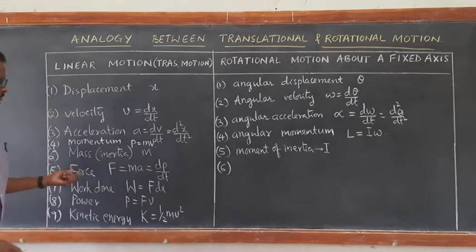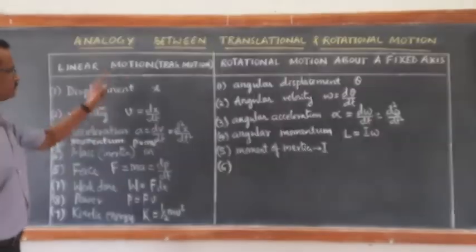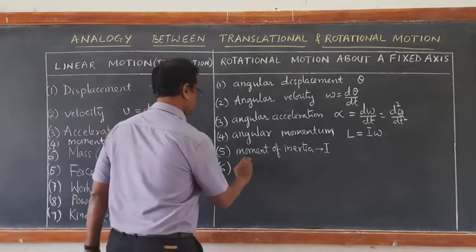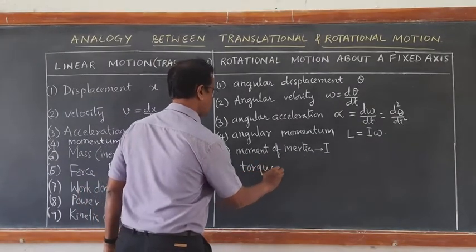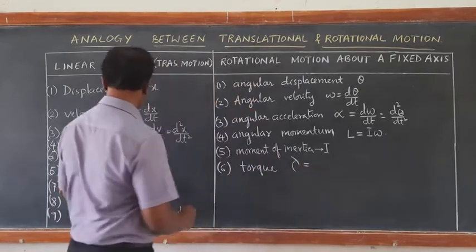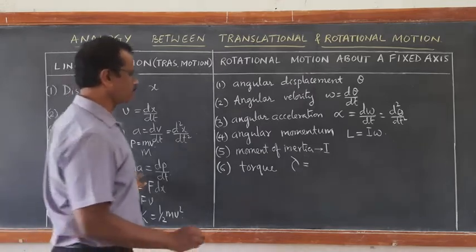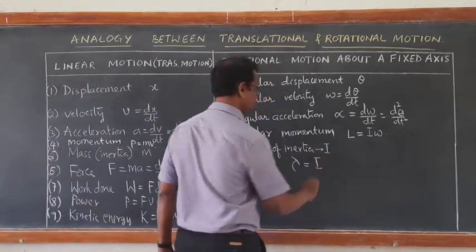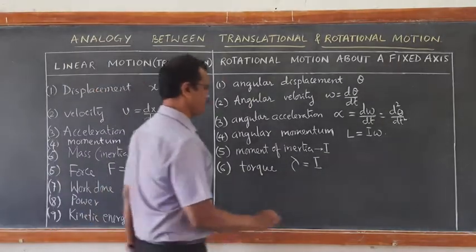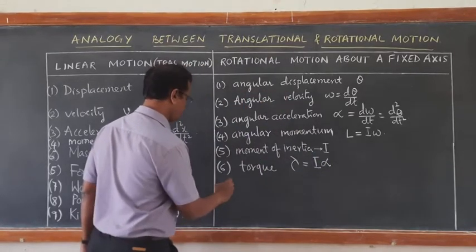Force is the one which causes acceleration in the case of translational motion. Here it is replaced by torque. Torque tau, in the same line, I can write tau is equal to I alpha, because mass is replaced by moment of inertia and a is replaced by alpha, angular acceleration. Torque is equal to I alpha.